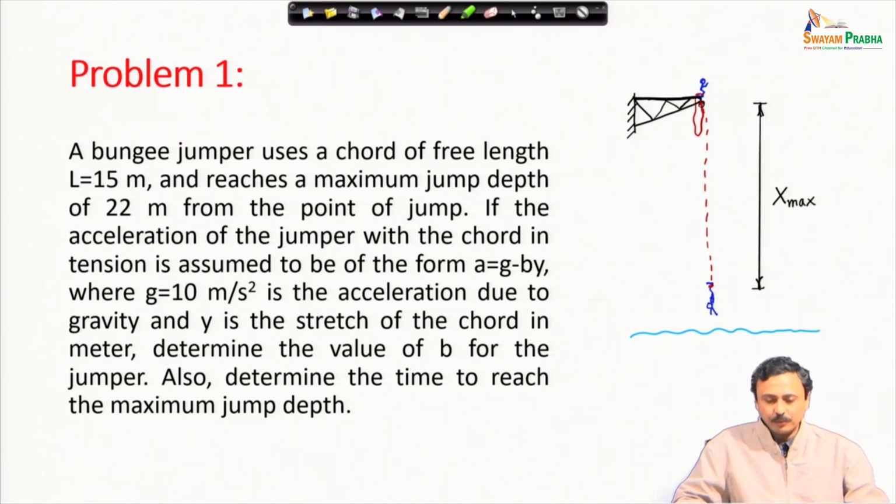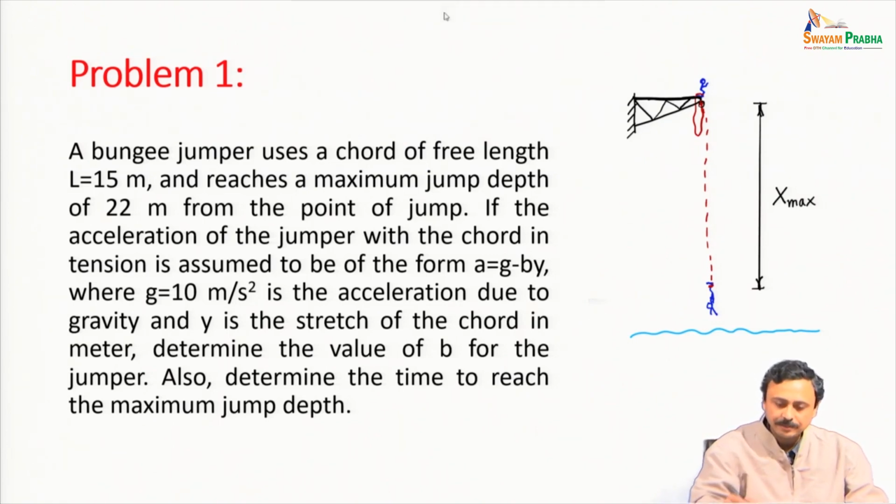If the acceleration of the jumper with the cord in tension is assumed to be of the form a is equal to g minus b times y. So this is the acceleration of the jumper when the cord is in tension. First it will be a free fall, then suddenly the cord will come under tension, and then it is a restrained motion. During the restrained motion the acceleration is specified to be g minus b times y, where g is 10 meters per second square, the acceleration due to gravity, for simplicity we are taking that, and y is the stretch of the cord in meter. Determine the value of b, the b that appears here.